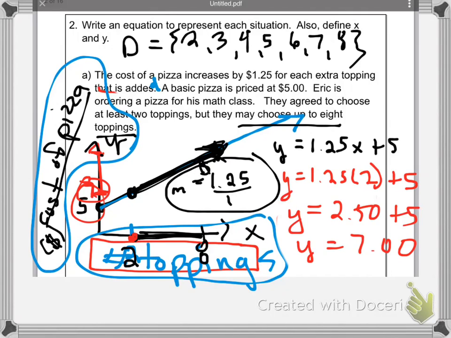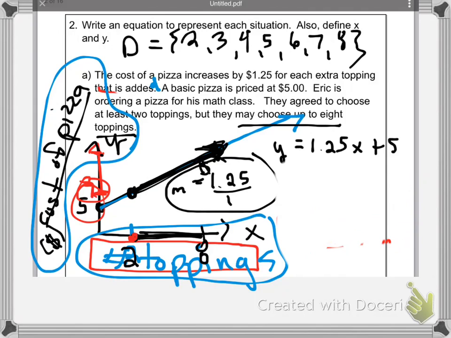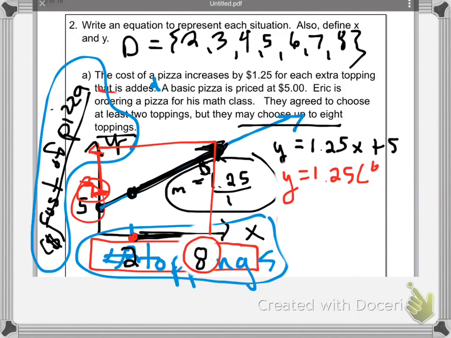which is going to be what? Let's erase this. Now, when x is 8, oops, that was 8 here. When x is 8, what is y going to be? So, 1.25 times 8 plus 5. 1.25 times 8 is $10 plus the original 5. That's an expensive pizza. Well, not really. 15. So our range is going to go from 7 to 15, and our domain is going to go from 2 to 8.